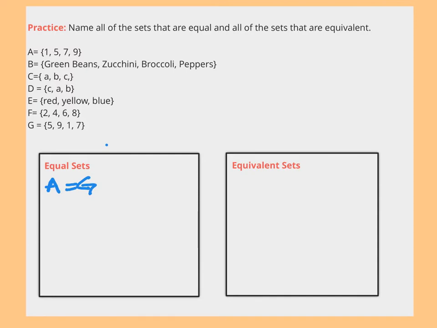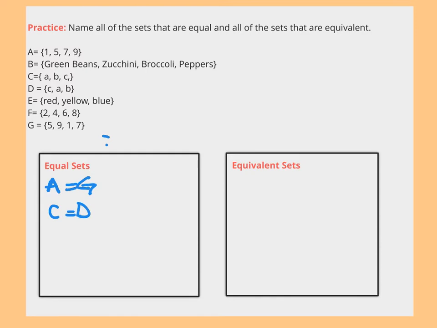If we go to set B, green beans, zucchini, broccoli, peppers, I don't see any other set that has those same vegetables. If I go to set C, I see A, B, and C. Set D has C, A, B. C and D have the same number of elements and actually the same elements, just in different order. So I can say that set C is equal to set D.